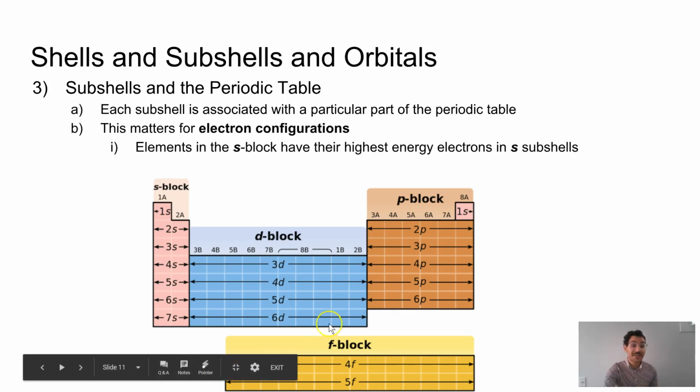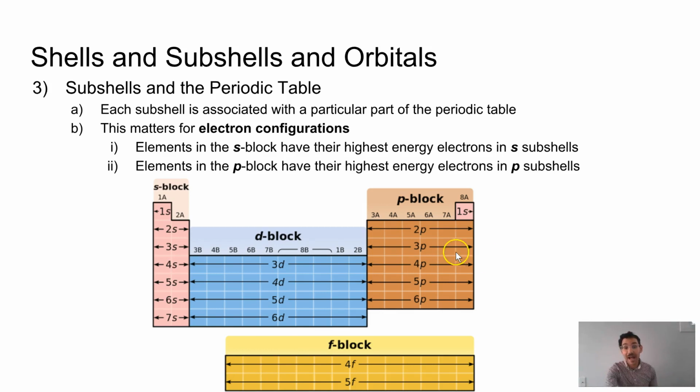So elements that are found in the S block have their highest energy electrons in S subshells. Elements that are found in the P block have their highest energy electrons in those P subshells. And so that's important because remember, our highest energy electrons are going to be those valence electrons, and those valence electrons are the ones that do all the interesting chemistry. Neat. All this stuff ties in together.